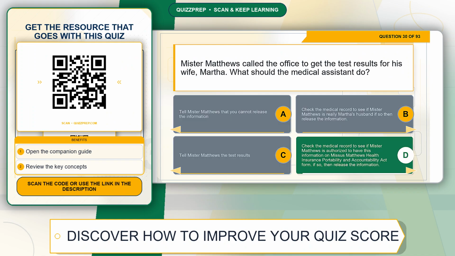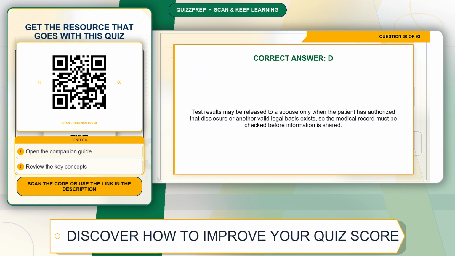The correct answer is option D, check the medical record to see if Mr. Matthews is authorized to have this information on Mrs. Matthews' Health Insurance Portability and Accountability Act form. If so, then release the information. Explanation. Test results may be released to a spouse only when the patient has authorized that disclosure or another valid legal basis exists, so the medical record must be checked before information is shared.